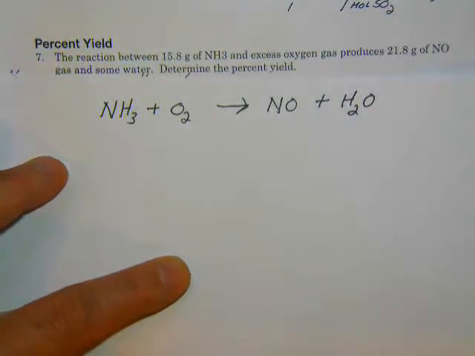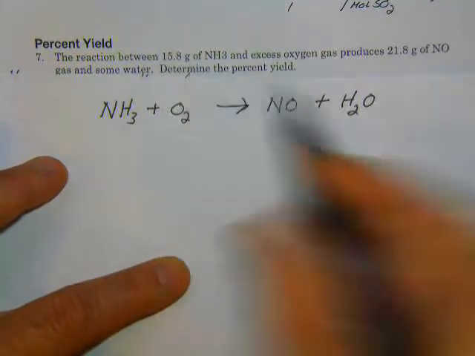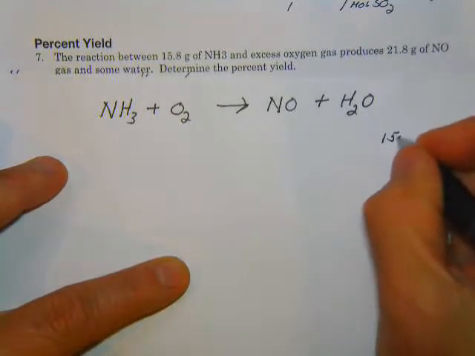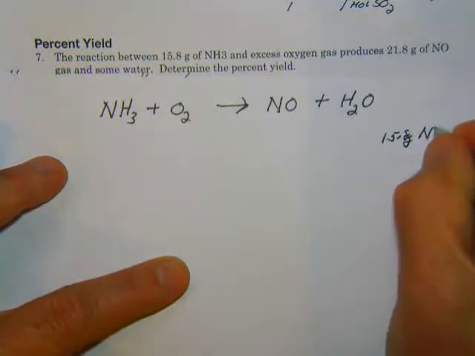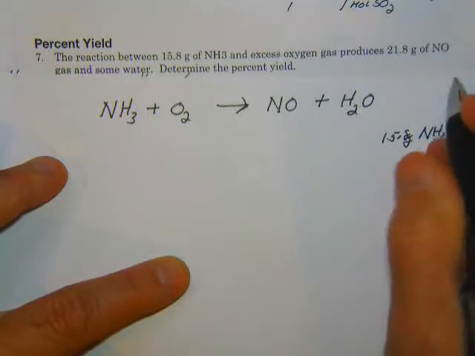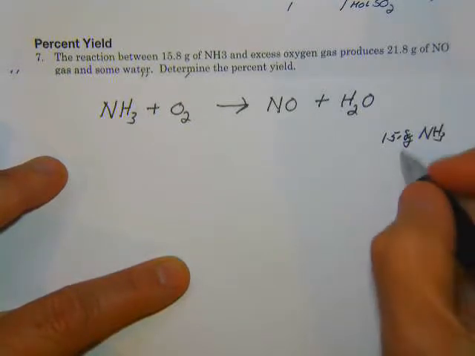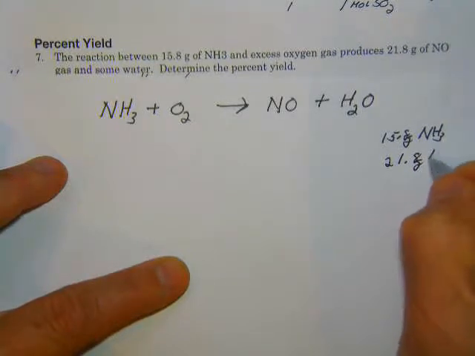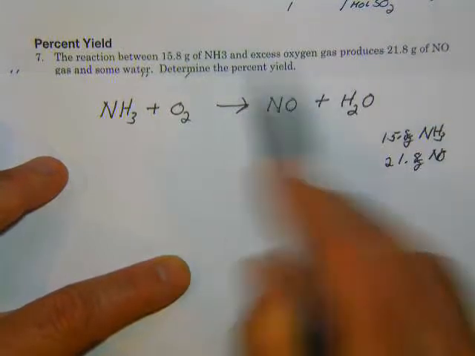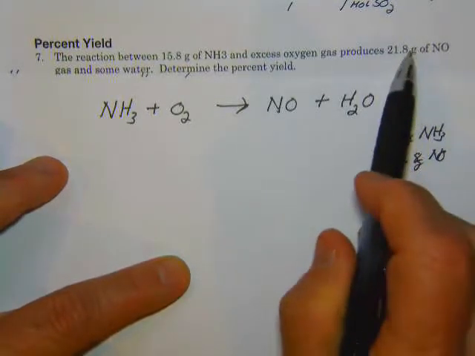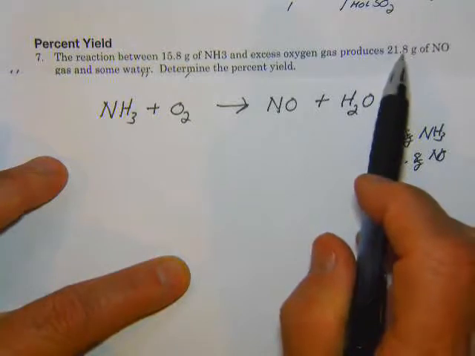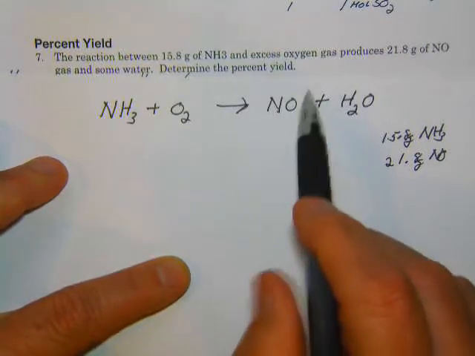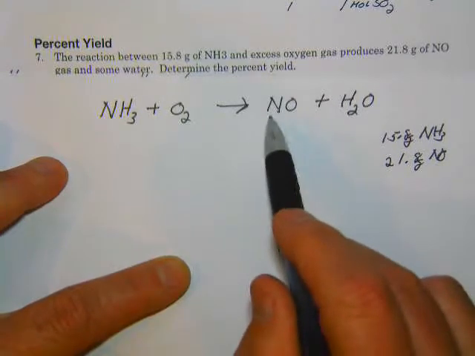And we have 15.8 grams of NH3, and it produces 21.8 grams of NO. Well, it produces this, so this is probably going to be our actual yield. And we want to determine percent yield, so we need to find out the theoretical yield that gets produced.